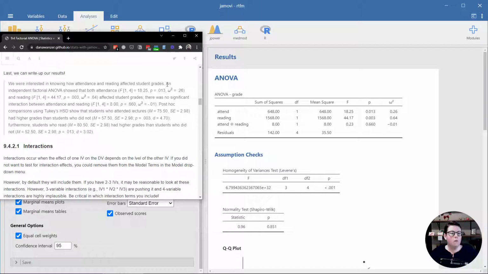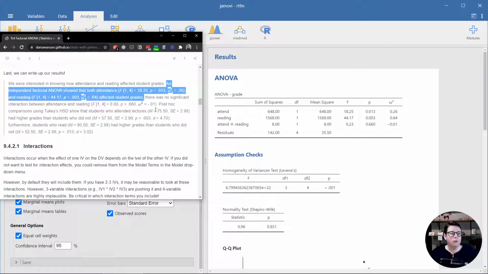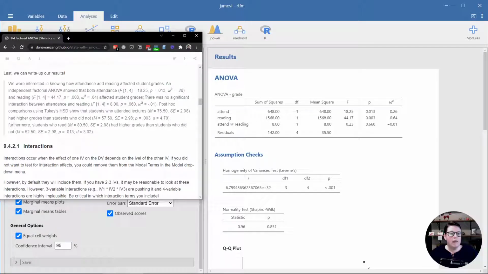And so that's the overall result, right? Because we have both of them. And then I also specified there was no significant interaction between attendance and reading. Okay, so that's this line. F equals, oh, that's wrong. Ooh, nice error. I'll have to fix that. F equals 0.23, p equals 0.660, omega squared equals negative 0.01.